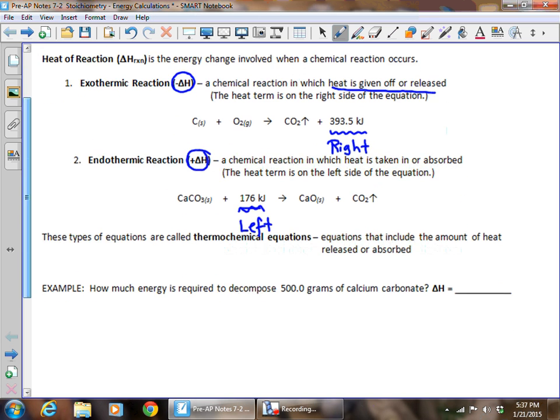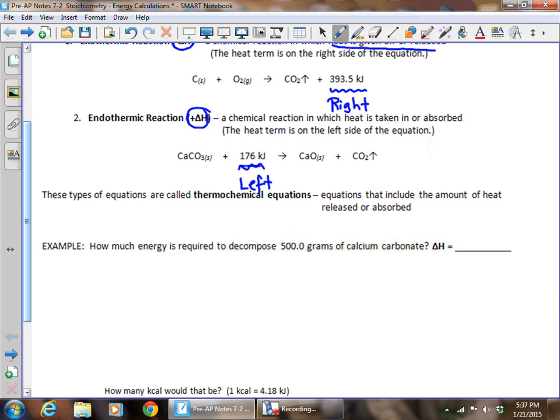So, an example. How much energy is required to decompose 500 grams of calcium carbonate? The heat of the reaction for the calcium carbonate reaction, we look up here and we see that the value's right here, and what I want you to put here is that the heat of reaction is a positive 176 kilojoules. And technically when we see this, we always talk about it being per mole Rxn, meaning that's how much heat is involved per mole of the reaction, the reaction as it is written.